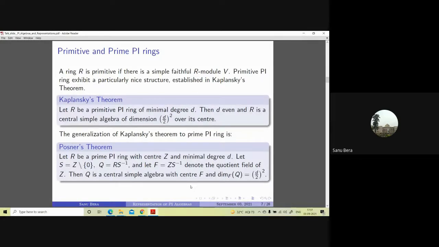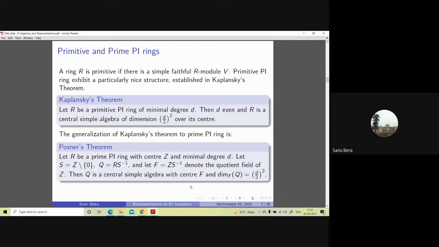And for the case of a primitive PI ring, we can extend the definition of PI degree because it is isomorphic to a central simple algebra. That will be the square root of that dimension, which means d/2. Here the PI degree is d/2 for a primitive PI ring, that is, the minimal degree divided by 2. And the generalization of Kaplansky's theorem for prime PI rings is Posner's theorem. That is, any prime PI ring has a central extension which is a central simple algebra.